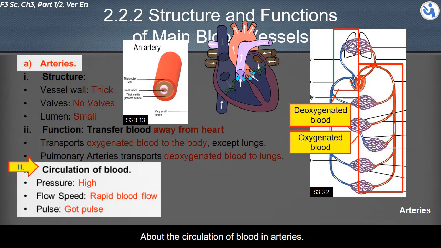About the circulation of blood in arteries. The blood pressure inside arteries is high. The blood flow speed inside arteries is high. We are able to detect pulses at the arteries.